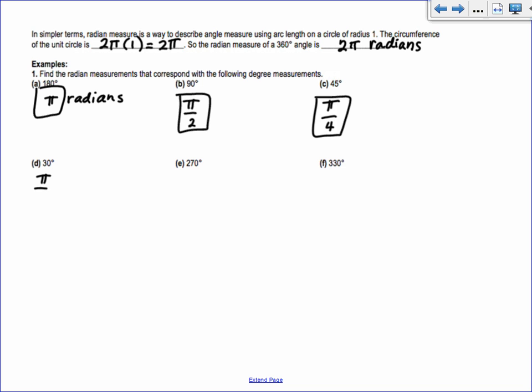Good. Does that make sense? Because 180 degrees was pi. So if I'm talking about 30 degrees, that's a sixth of what we have. It's 1/6 pi, right? Pi over 6. All right, but it does get a little bit harder.